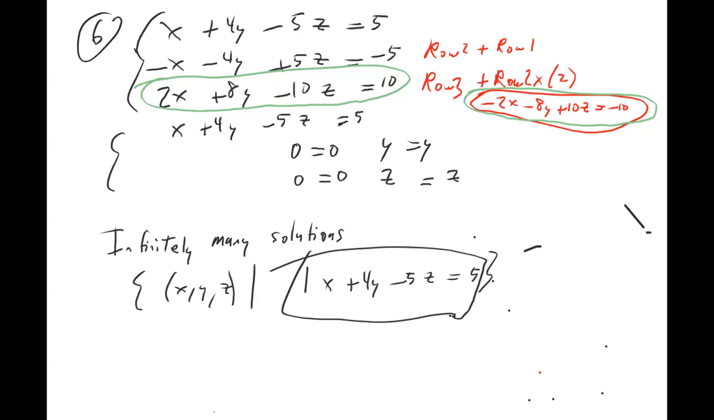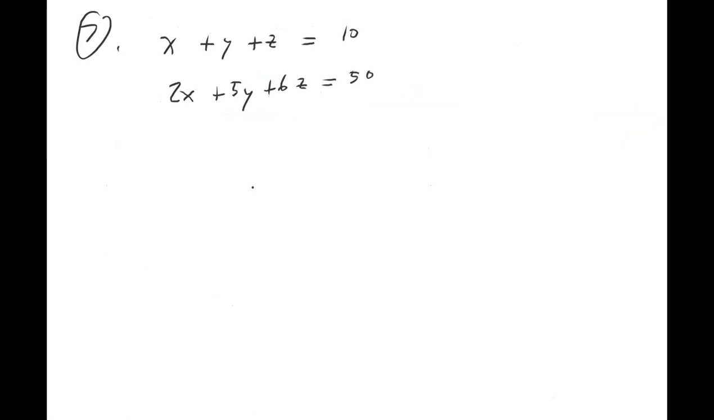Now let's try problem 7. All right, so problem 7 says the sum of three numbers, in other words, when you add the three numbers together, the sum of the three numbers is 10. And then it says the sum of twice the first number plus 5 times the second number plus 6 times the third number is equal to 50. And then it says the difference between 6 times the first number and the second number is 0.